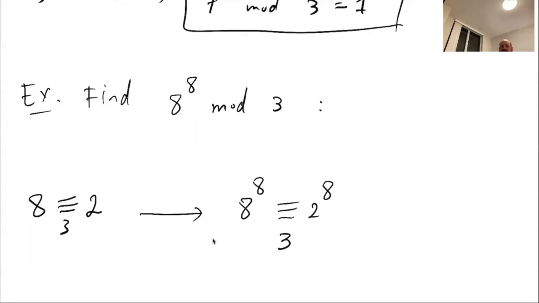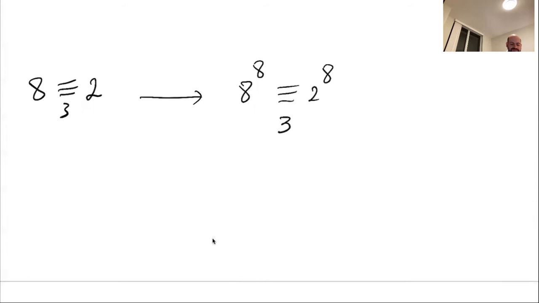Okay, this time is a little bit more complicated than the previous case, because in the previous case on the right side we had 1 to the power 8, and 1 to any power is 1. But here we have 2 to the power 8. So what can I do with this? Well, of course, one way is to calculate 2 to the power 8 and find its remainder when divided by 3. But let's try to do as little computation as possible.